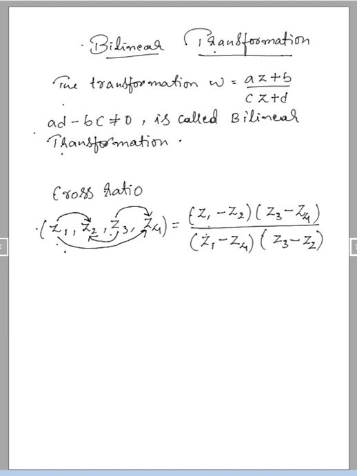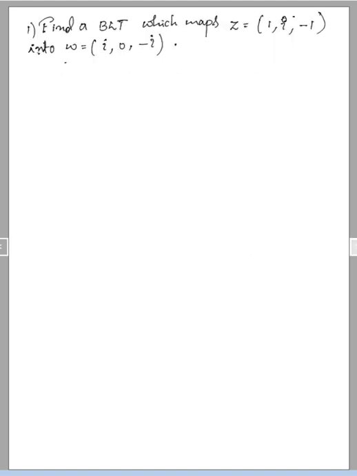Now let us see the problems on this topic. This is the problem I have considered. Find a BLT. BLT is nothing but bilinear transformation, which maps from the Z plane points 1, I, minus 1 into the W plane points 0, minus I. Now if you go with the solution, start with the solution.